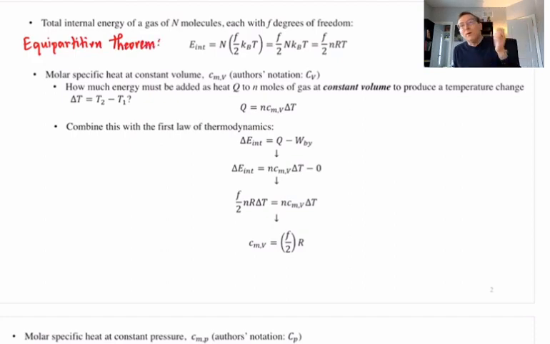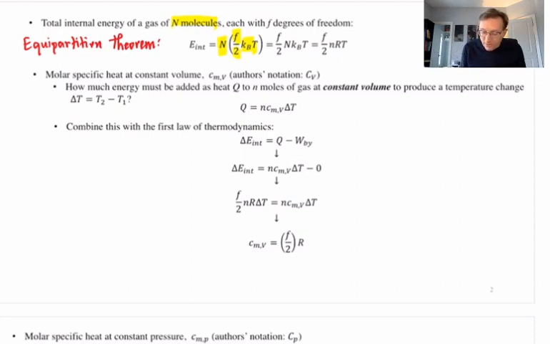Remind you what the equipartition theorem says. For every degree of freedom, every molecule has an average energy of 1/2 kBT. So, for the total internal energy of the gas, we take 1/2 kBT and multiply it by 2 things: F, how many degrees of freedom each molecule has, and capital N, the number of molecules. And that will give you the total energy, right from the equipartition theorem.